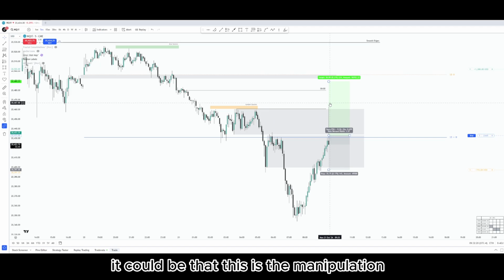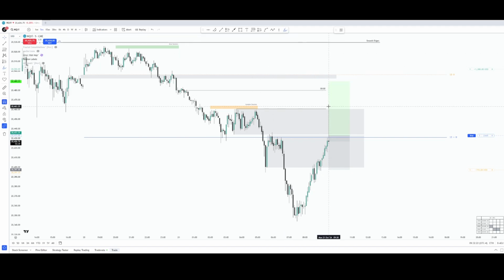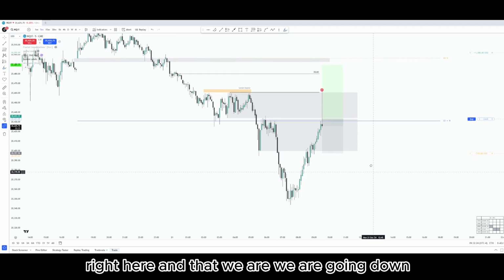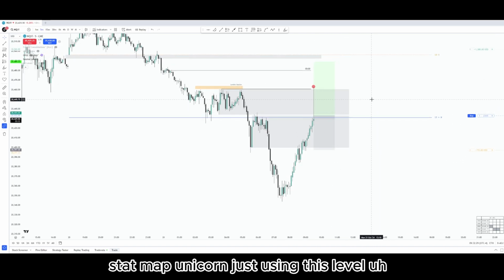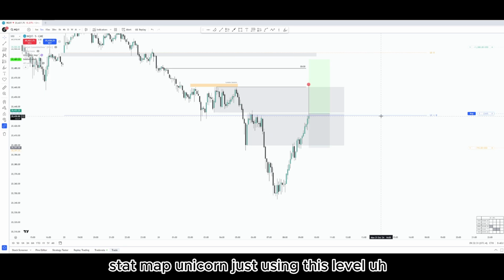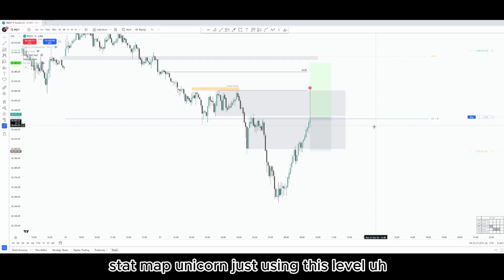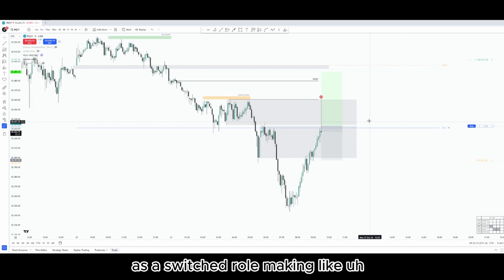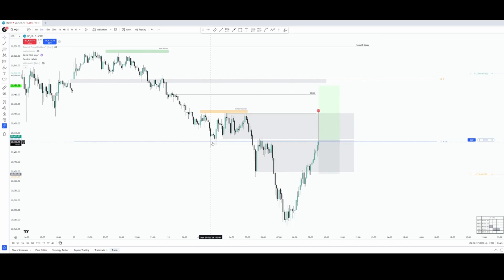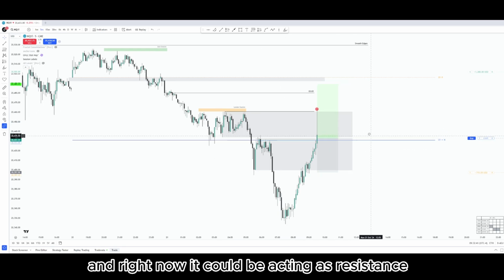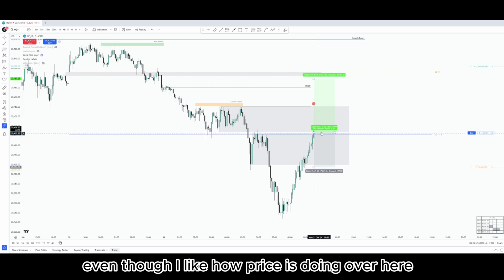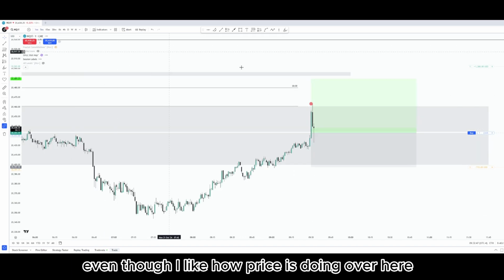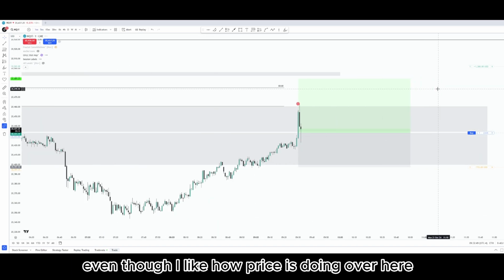It could be that this is the manipulation right here, and that we are going down. So that will also be StatMap Unicorn, just using this level as a switched role. Right here it was acting as support, and right now it could be acting as resistance, even though I like how price is doing over here.